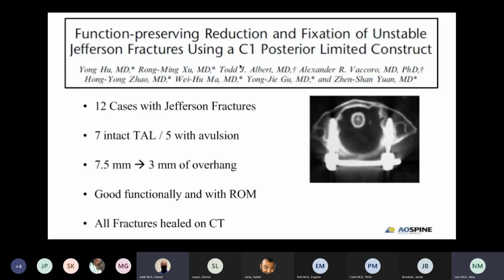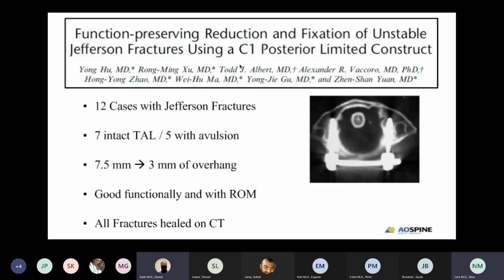So 7 of those fractures we wouldn't have fixed because the TAL was intact. Right. And the 5 that had avulsions, you would expect those to heal. To heal. So, right. None had mid-substance tears. Right. And that's why. So what do you think? What are your thoughts regarding this fixation method?